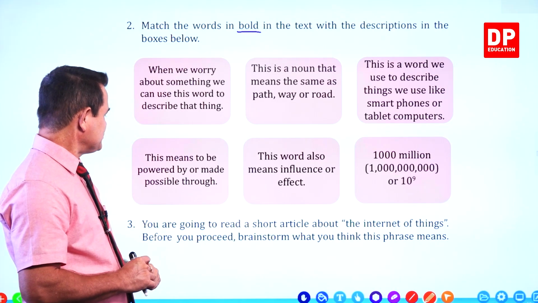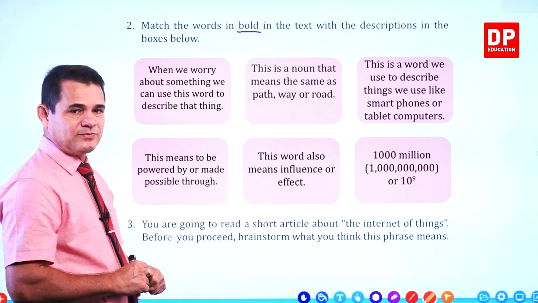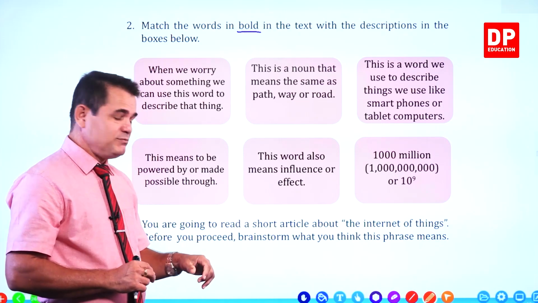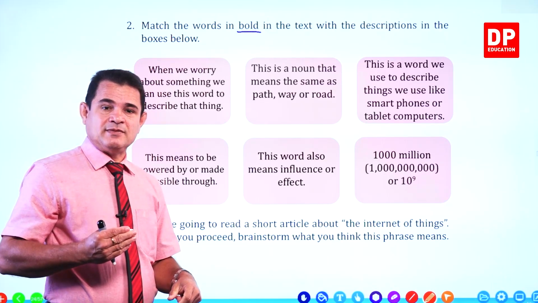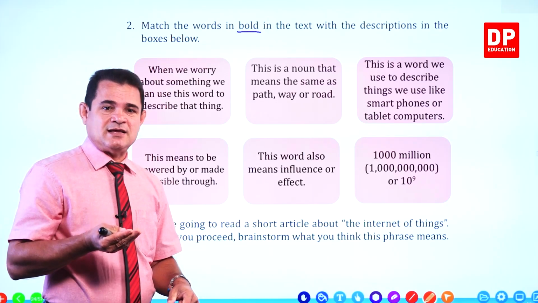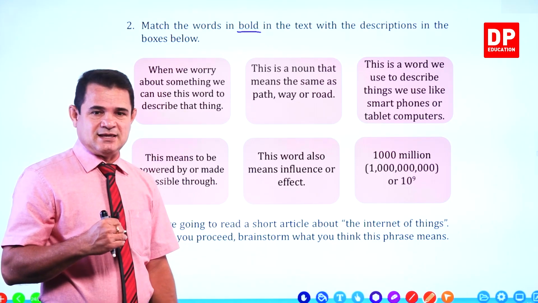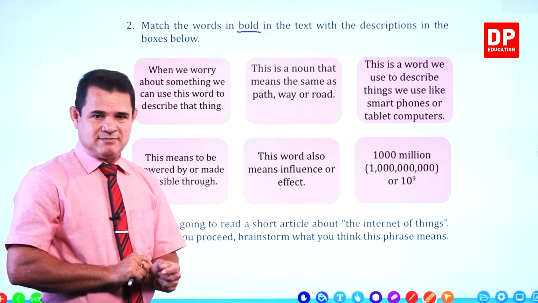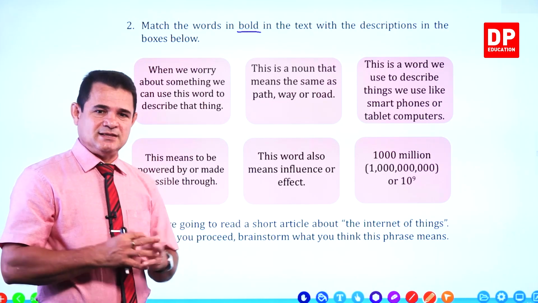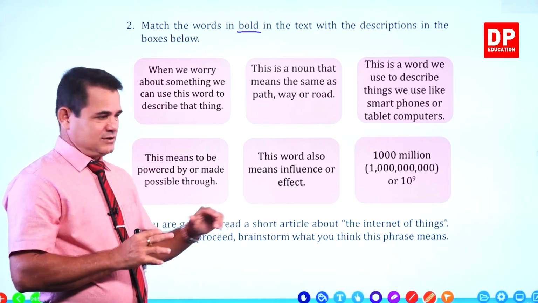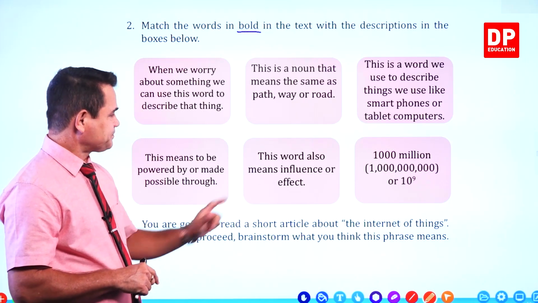Next one. This means to be powered by or made possible through. Possible means able; ability is gained through something. A word that gives that kind of idea. So find it from the text.